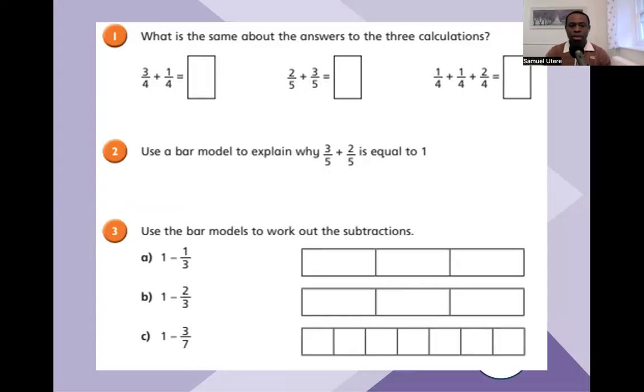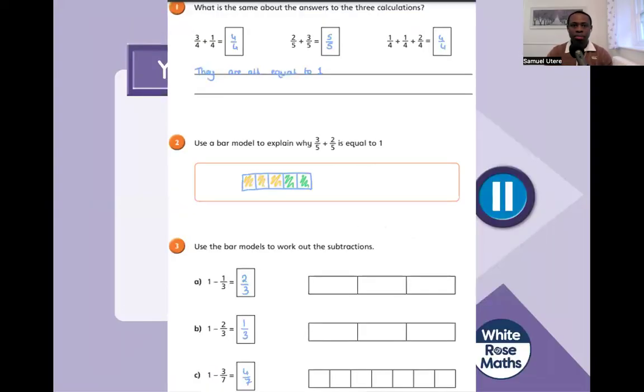Assuming you've paused the video and you've answered questions 1 to 3, here are the answers. Let's discuss them. For the first one, you will ask, what is the same about the answers to the three calculations? They are all equal to 1, and I am sure you've noticed that. Here, you're asked to use a bar model to explain why 3/5 plus 2/5 is equal to 1. Of course, you can see the bar model here.